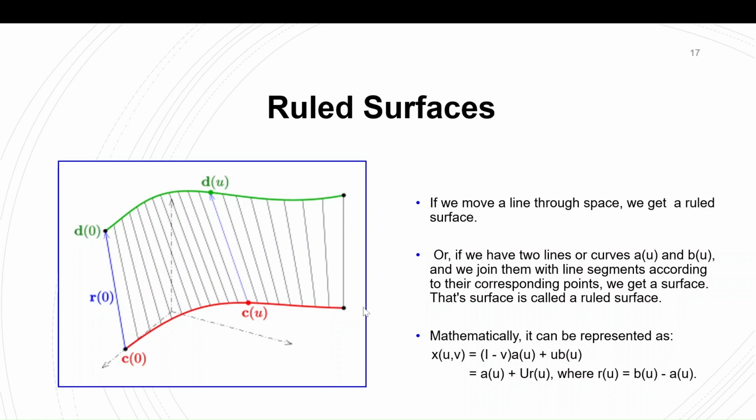And the ruled surface obtained by joining two curves or two lines A of u and B of u can be represented mathematically as x of u comma v equal to 1 minus v A of u plus v B of u. This equation can be rewritten in the below way. So this is some basic info about ruled surfaces. In the following slides, we'll be learning more about the formation of ruled surfaces and the terminologies included in them.